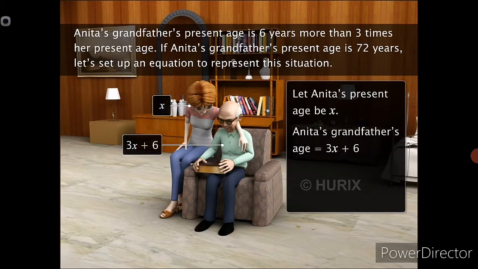Her grandfather's present age will be 6 more than 3x. We know that her grandfather's age is 72 years. So, the equation will be the sum of 3 times x and 6, which equals 72.